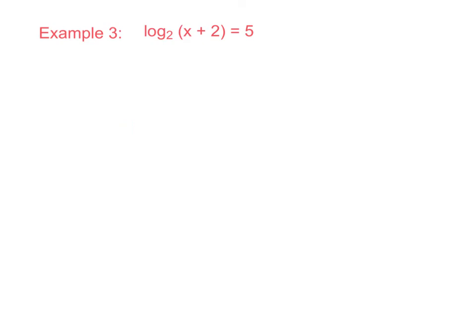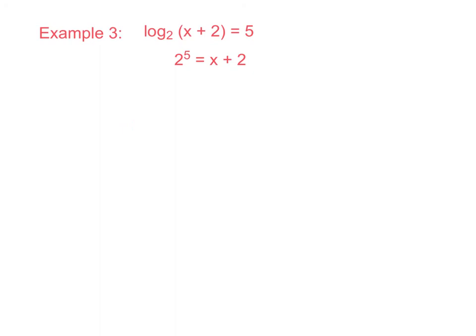So now let's look at our third and final example. Let's say I've got log base 2 of x plus 2 is equal to 5. Well, I've only got log on one side, so I can't cancel out logs, but what I could do is convert this into an exponential equation. So let's see what that would look like. So in exponential form, this would simply be 2 to the 5th is equal to x plus 2.